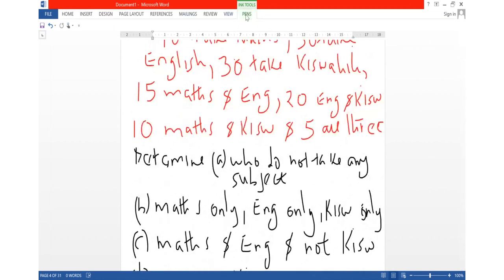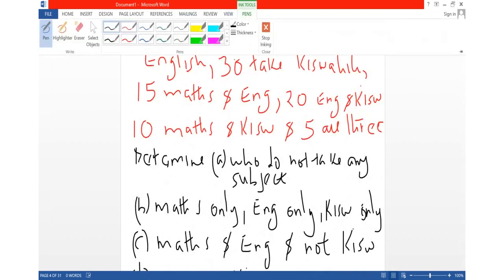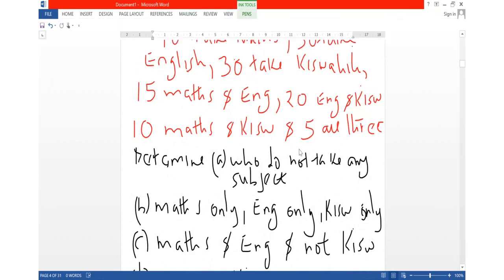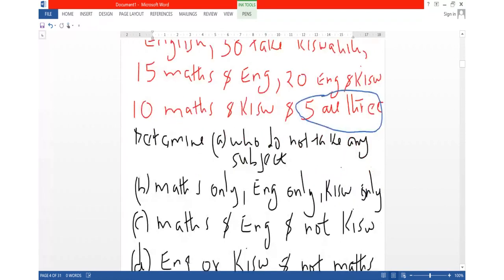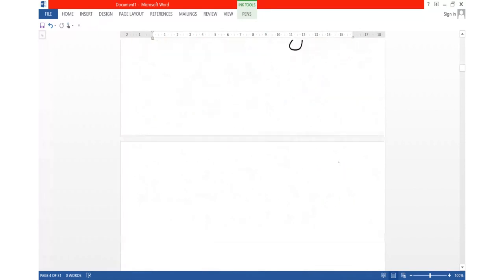So we have 3 sets. If we have 3 sets, we ask ourselves, is there anywhere the 3 are intersecting? Yes, here. 5 are taking all the 3. We say the word all or the word both signifies intersection. So you need to draw here a set of 3 that has an intersection.